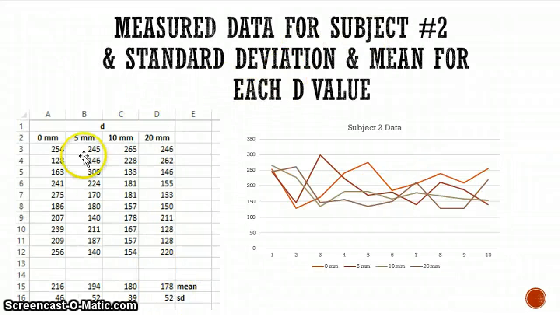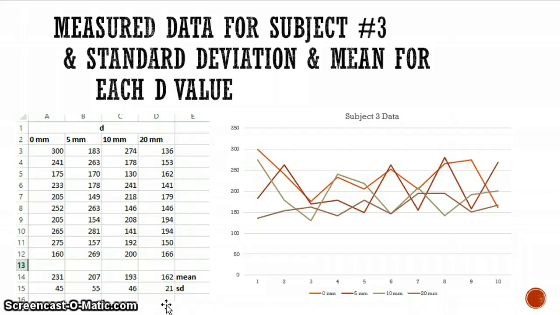For subject number 2, here is my data on my left, and I plotted the data onto my right, as you can see adjacent to it. For D at 0 millimeters, my mean is 216, my standard deviation is 46. For D at 5 millimeters, my mean is 194, my standard deviation is 52. For D at 10 millimeters, my mean is 180, my standard deviation is 39. And for D at 20 millimeters, my mean is 178, my standard deviation is 52.